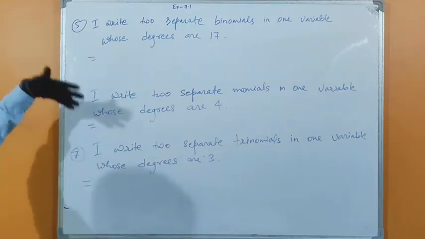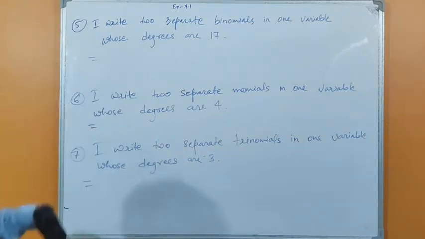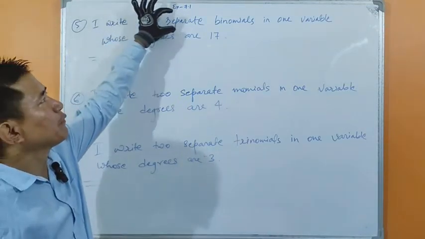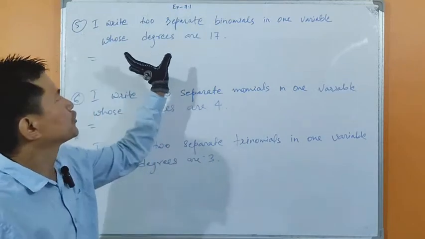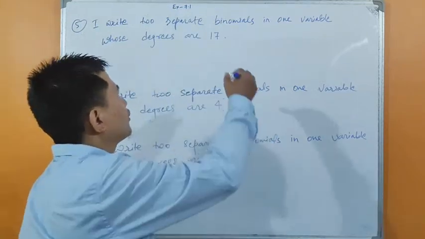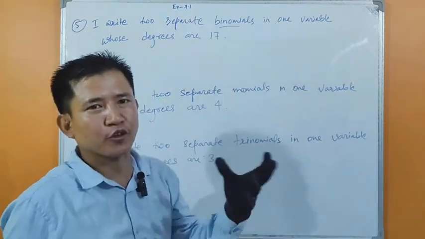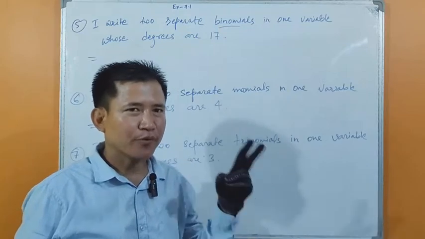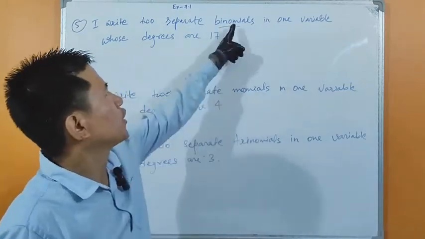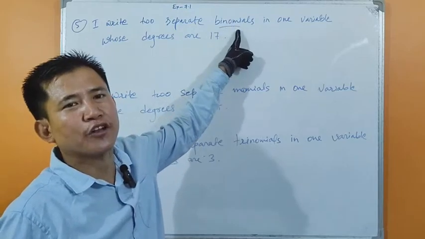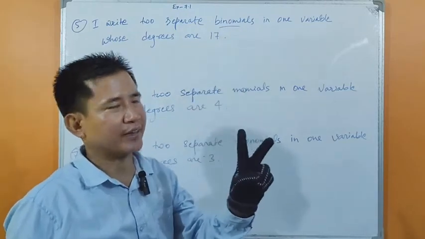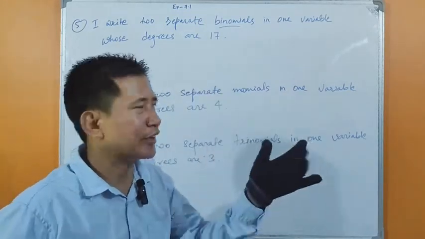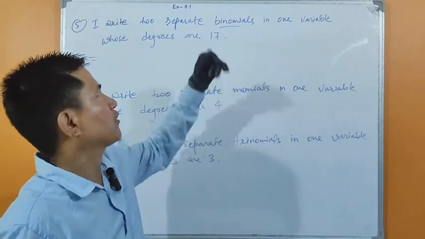We will do question number 5, 6 and 7 at a time. Question number 5, let's read out the instruction. Write two separate binomials in one variable whose degrees are 17. First of all, you should understand what a binomial is. I've already told you, binomial means a polynomial having two terms. Polynomials having two terms are called binomials. We are asked to write two polynomials having two terms only. Okay, let us write. But the degree should be 17. The highest power of the variable should be 17.